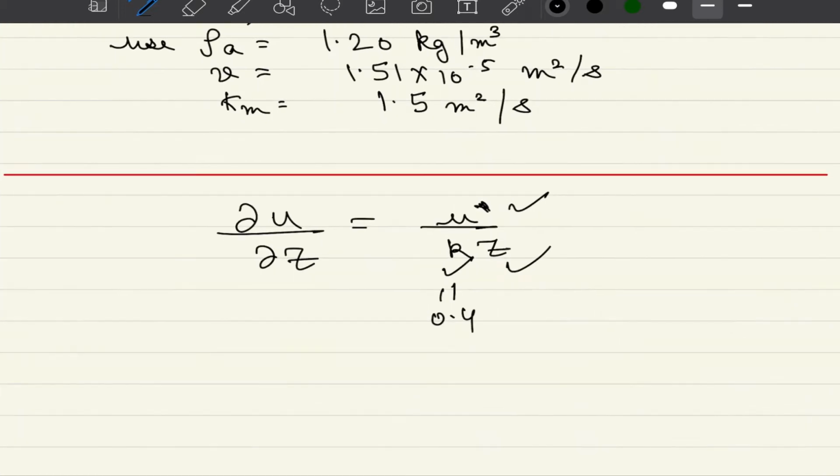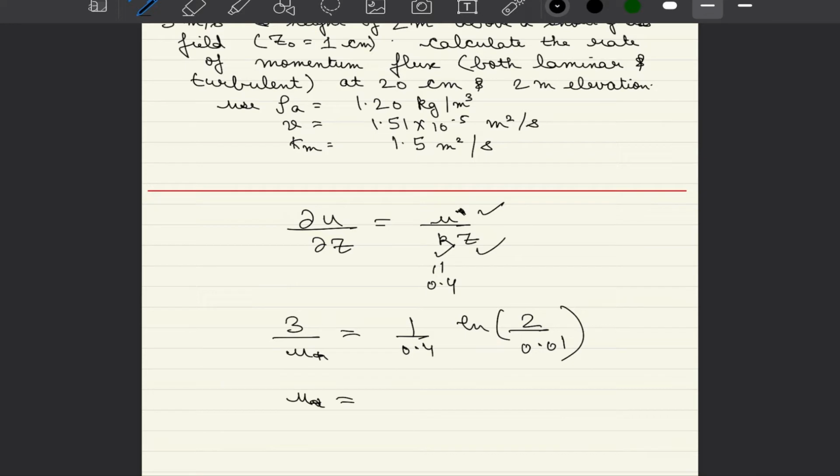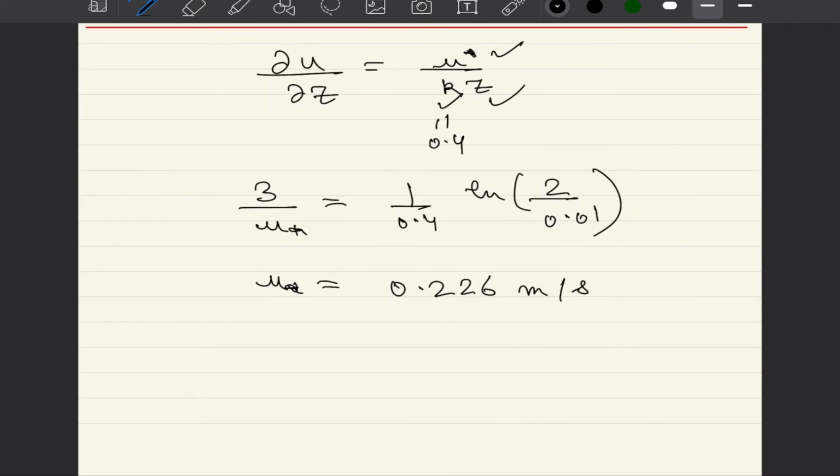So to begin with, we know that the velocity is specified as 3 meter per second at a height of 2 meter. So we will substitute these values and calculate the value of u star, which in this case, using the simplified expression, is calculated as 0.226 meter per second. And what we will do, we will substitute this value of 0.2 because that is the second height at which we are interested to calculate the laminar and turbulent fluxes.